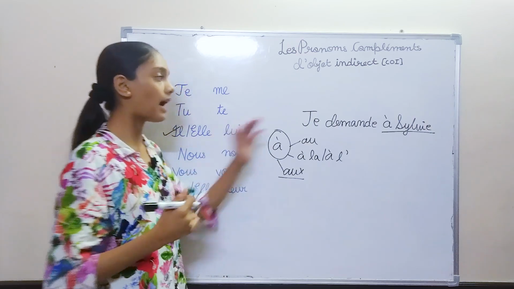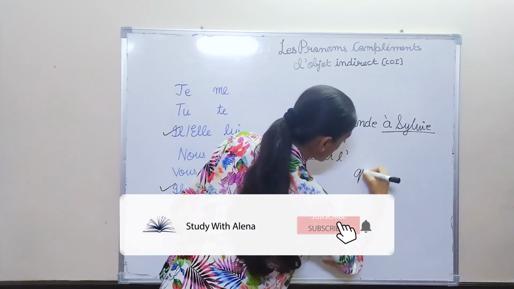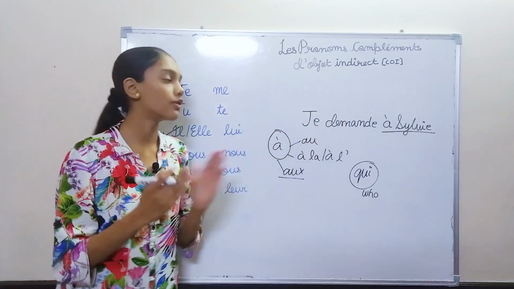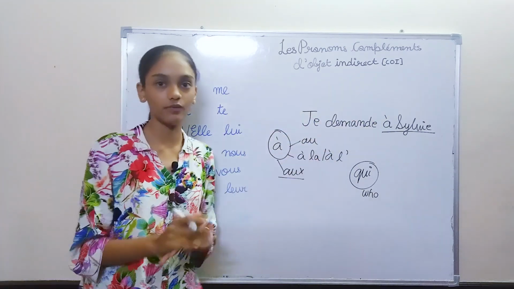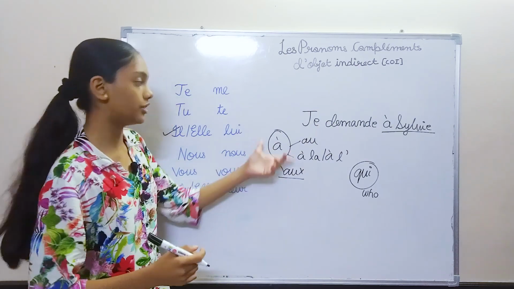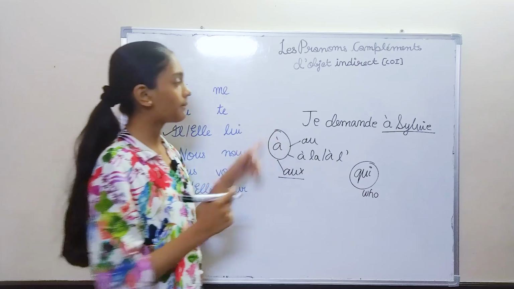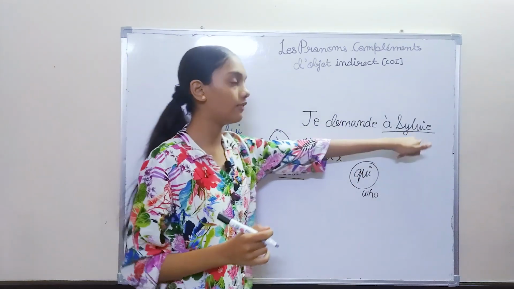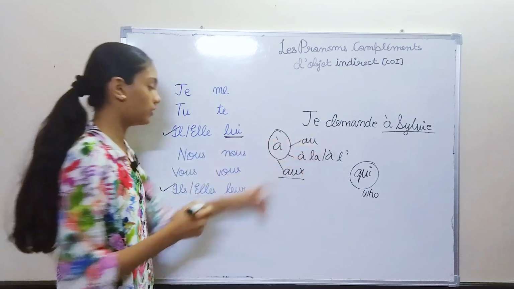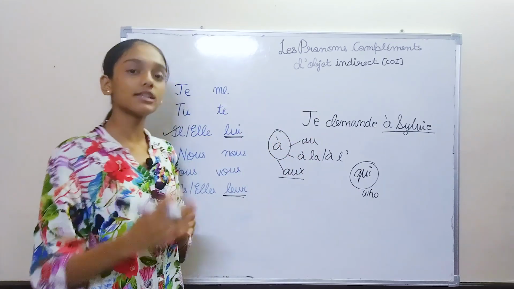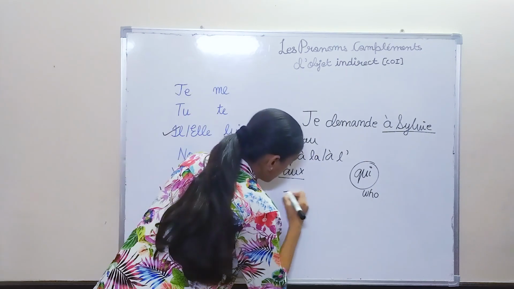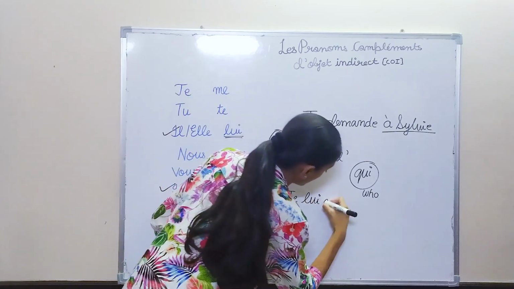Another way is to ask the question using the question word qui, which means who. Je demande à Sylvie. If you ask, tu demandes à qui? À Sylvie. So we get the answer. So qui gives the answer in COI and you need to look for the family of à. Coming back to the example, à Sylvie will be replaced. It is singular, so for singular it's lui and if it was plural, it would be leur. Same as in COD, we always place these pronouns before the conjugated verb. So it becomes je lui demande.